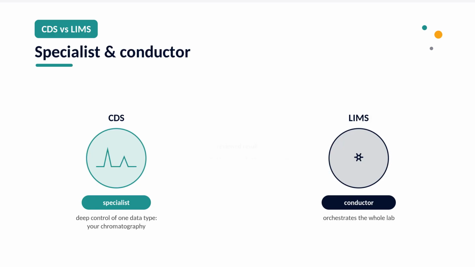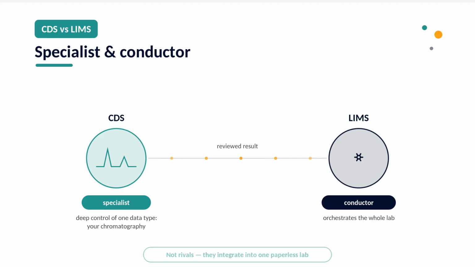The CDS acquires and processes the data. Then the finished, reviewed result flows into the LIMS record. If the CDS is the specialist musician, the LIMS is the conductor, keeping the whole orchestra in time. Together, they make the fully paperless lab possible.